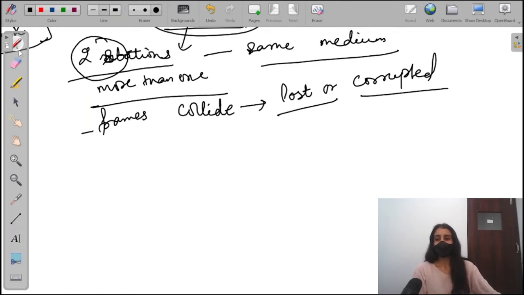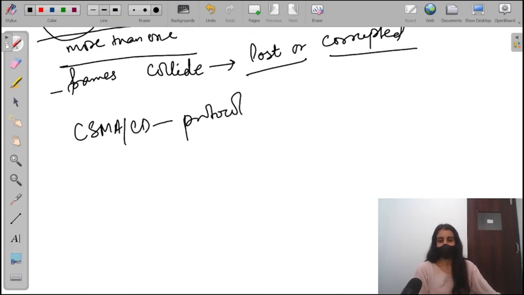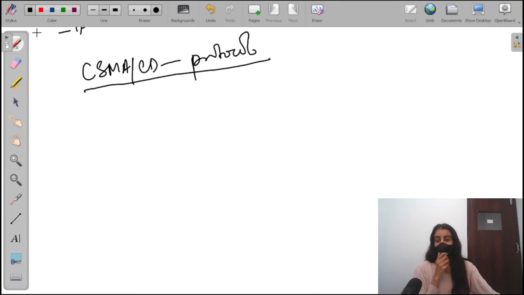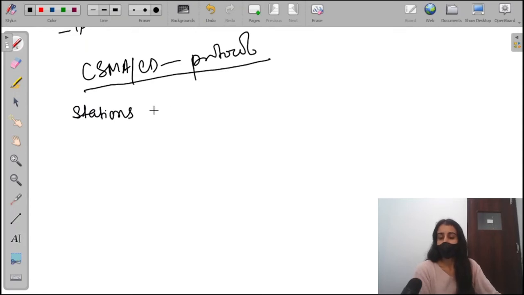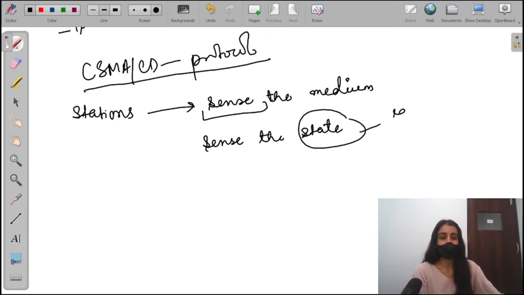So what is the method to reduce that? We all know that it is the CSMA-CD protocol. What CSMA-CD protocol actually does is that the stations on the receiving end sense the medium. What that means is that they sense the state in which the medium is present. State means whether the medium is idle or busy.